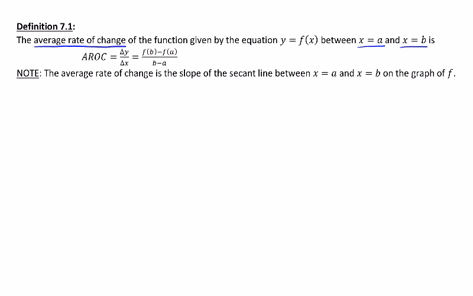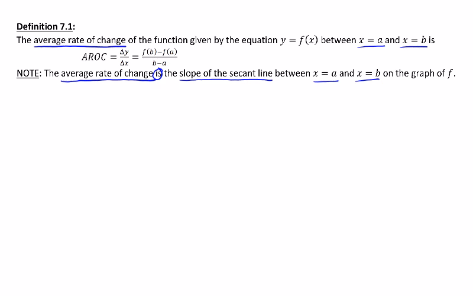So I'm going to jump to the note here. It says the average rate of change is the slope of the secant line, specifically between x equals a and x equals b on the graph of f. So if you're looking at example 7.1, we drew two secant lines. We called them L1 and L2, and those secant lines each have a slope. So the slopes that you calculate in part D of example 7.1 represent the average rate of change of f from 1 to 3 and from 4 to 6. Those are our two different average rate of change calculations there.